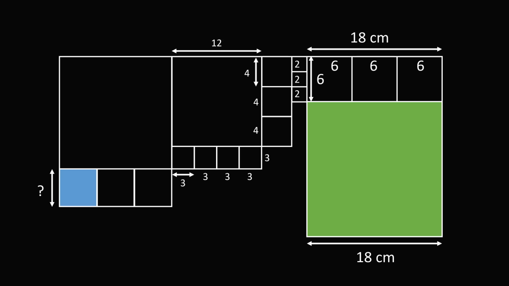So this entire larger side will measure 12 plus 3, and this will be equal to 15. And that is the side of this square, which is 15. And finally, this blue square will be 1/3 of that, so each of these sides will be 5. Therefore, this blue square measures 5 centimeters. And that's the answer.